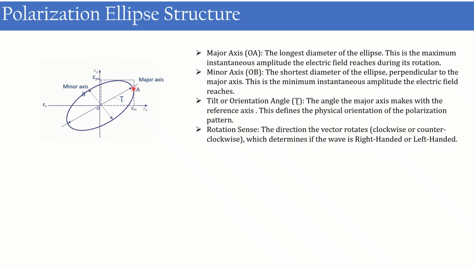It has a major axis, which represents the maximum instantaneous amplitude of the electric field, and a minor axis, which represents the minimum instantaneous amplitude of the electric field. We have tau, which represents the tilt or orientation. This defines the physical orientation of the electric field with respect to the reference axis. And the rotation sense gives an indication about whether the wave is right-handed or left-handed.